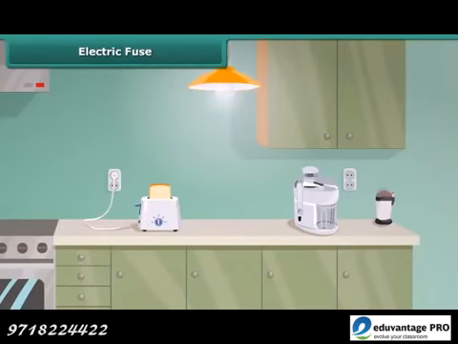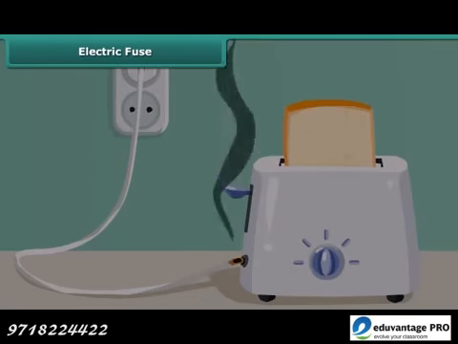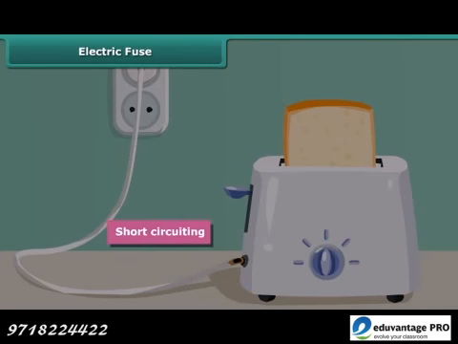Electric fuse. Sometimes you may have seen the situation in your house that the fuse is blown off and the electric supply is cut off. Can you tell the reason for this? This is because of the enormous amount of heat produced wherever there is an excess flow of current due to short-circuiting, overloading or insulation failures of appliances.